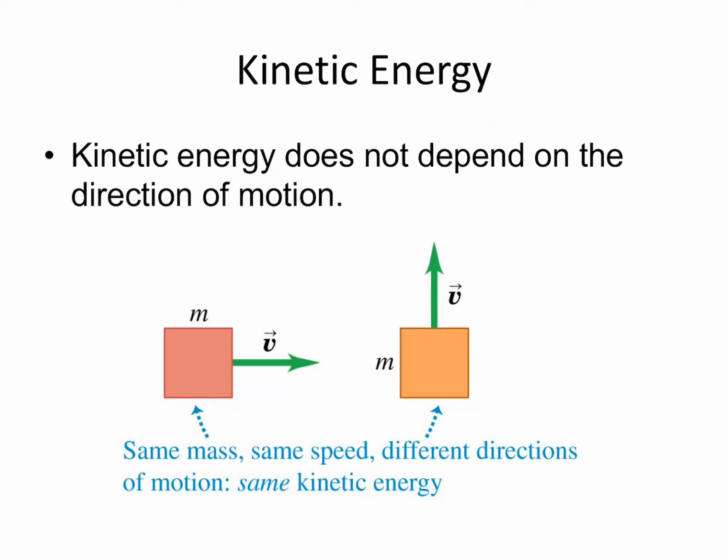Now, kinetic energy does not depend on the direction of the motion. It doesn't matter whether the object is moving to the right or upward. As long as its mass is m and its speed is v, it doesn't matter which direction it's moving. Even if the velocity is not the same, as long as the speed is the same, they have the same kinetic energy. It's 1/2 mv squared, and v is speed.